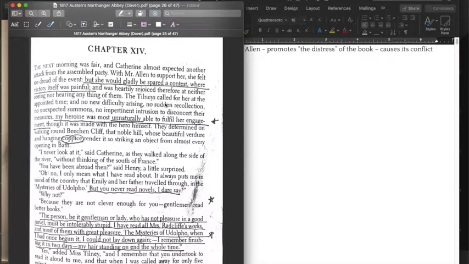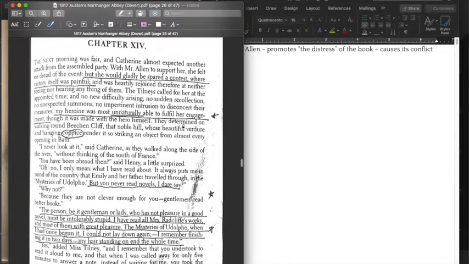we've skipped ahead. Remember, this is after there was that big conflict where she was supposed to go on a walk with Eleanor, Henry's sister, and then the Thorpes forced her to go on a carriage ride.